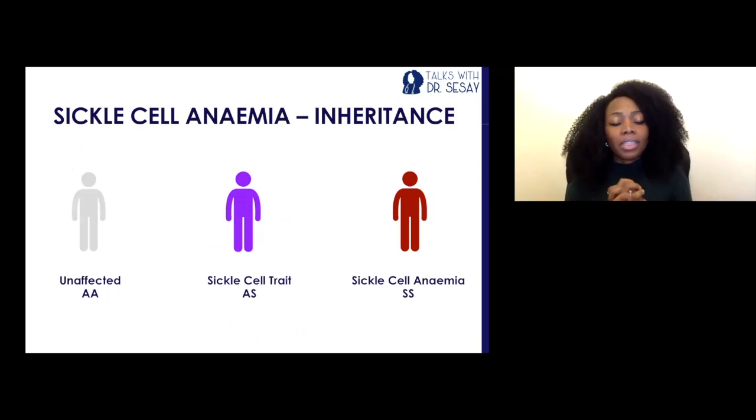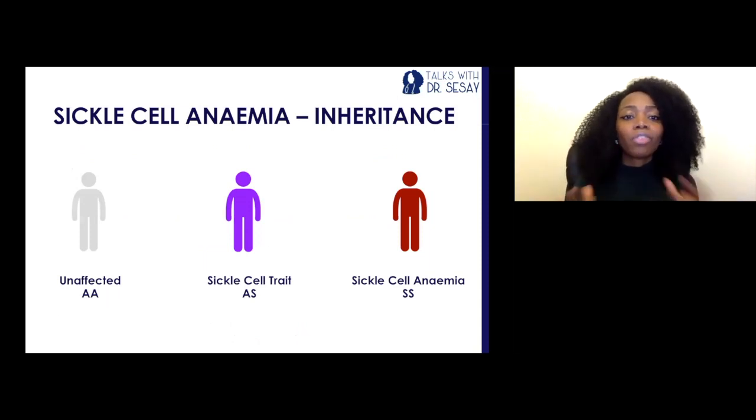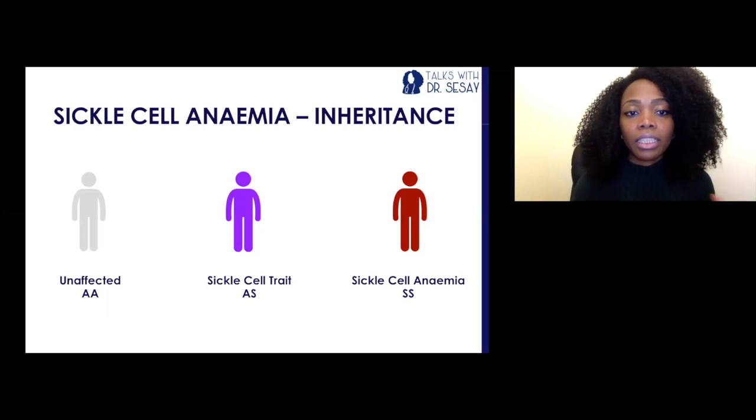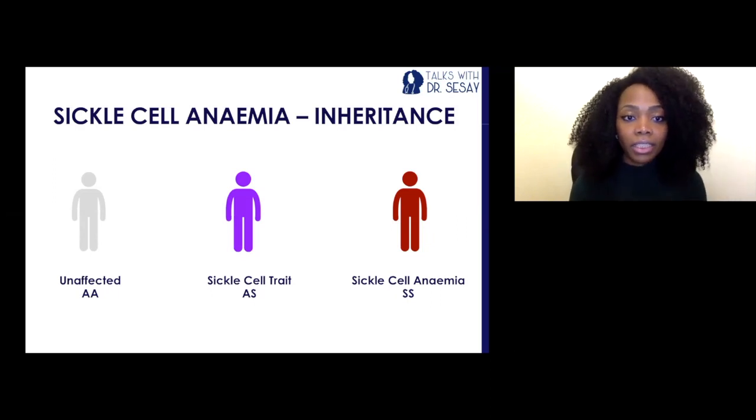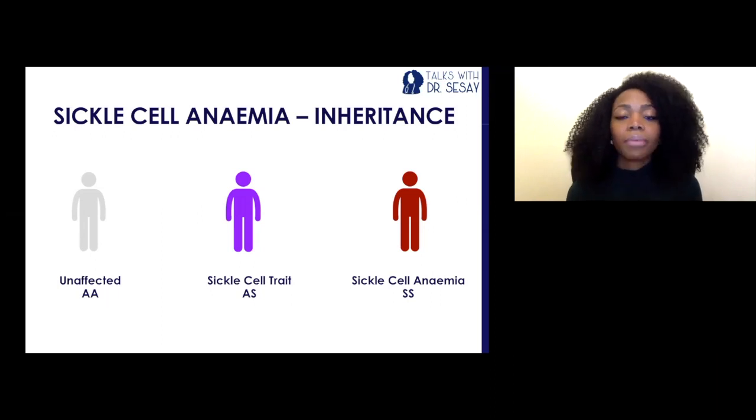So when we talk about sickle cell anemia inheritance, we have to talk about the hemoglobin genotype. So there are 3 different types. We have the unaffected hemoglobin genotype, which is AA. So that's where you have both the hemoglobin A gene, which means that you have the normal hemoglobin, so you're unaffected. And then you have the sickle cell trait. Remember I said that you have both the normal hemoglobin A and the hemoglobin S, so that's classed as AS. And then the third type is sickle cell anemia.